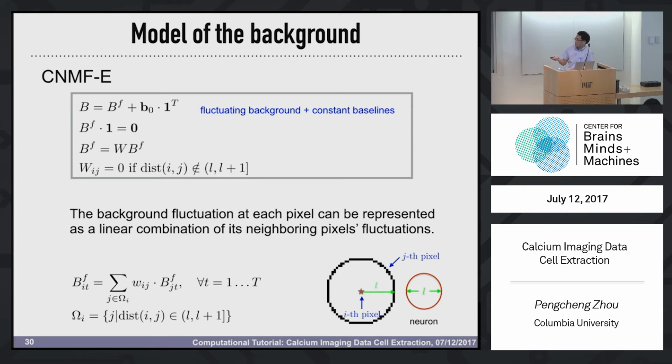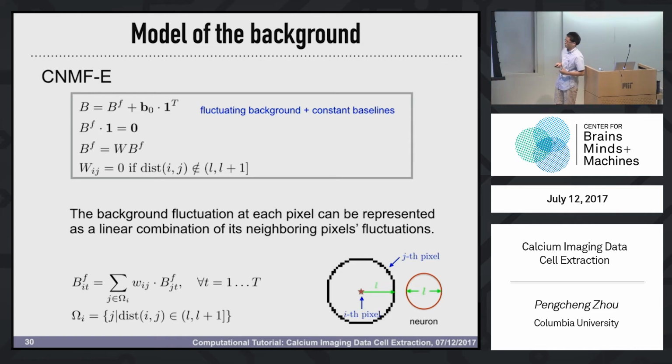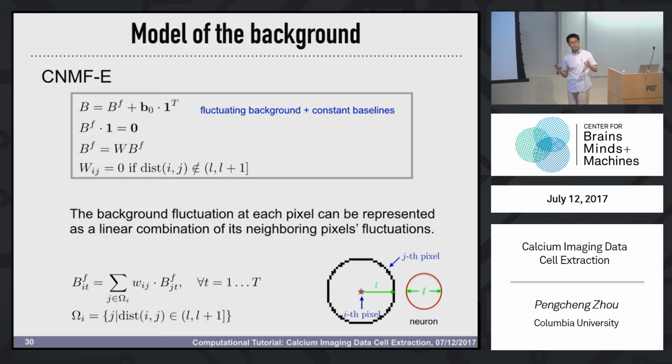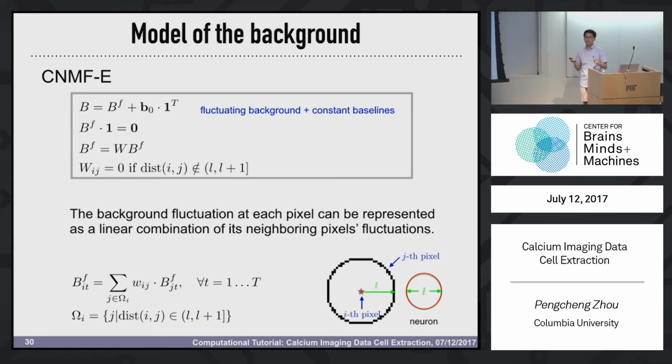Here we have to be careful in selecting neighboring pixels. We select the pixels on this ring. The distance between the center pixel and its neighbors is L, and L is the maximum diameter of a neuron. Why do we make this selection? That's because if the maximum size of the neuron is L, this pixel and this pixel are not going to belong to the same neuron. So they don't share the neural signal, but they share the background signal. That's the idea. Any questions on this?